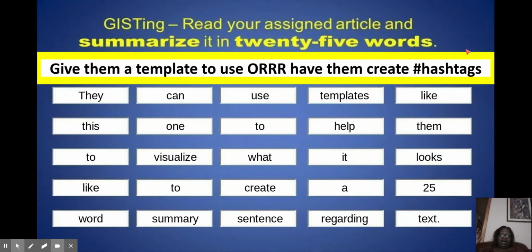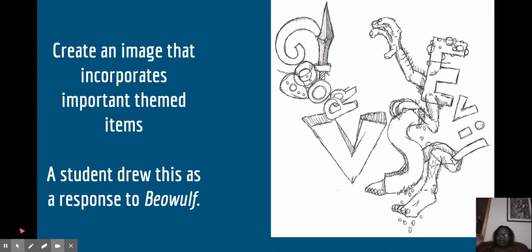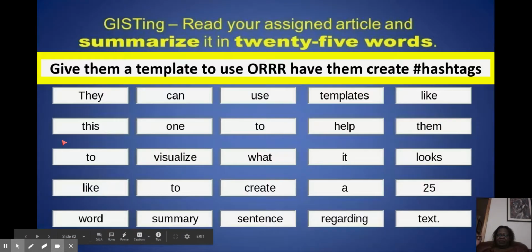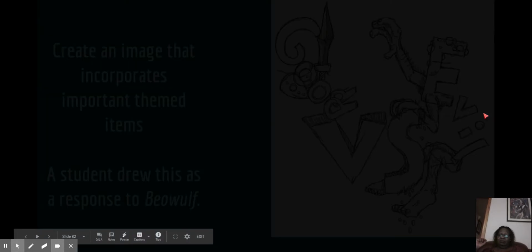I always like to have them summarize in a certain number of words, again using those critical thinking skills. So this is a template for summarizing something in 25 words. And I think it's important that the first time I ask them to do that, I give them a template. So they can use templates like this one to help them visualize what it looks like to create a 25-word summary sentence regarding text, which is kind of hard to do.